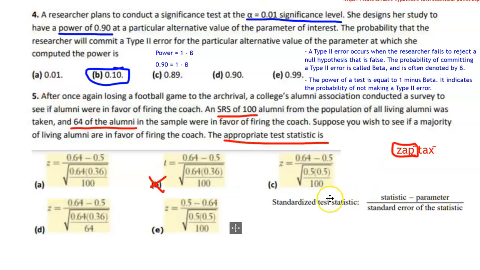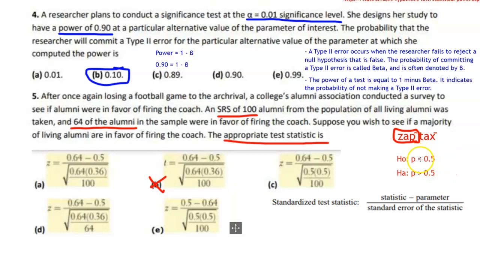So I refer back to the reference sheet, and it tells me that the standardized test statistic is supposed to be statistic minus parameter divided by standard error of the statistic. In this case, we're not sure whether a majority of alumni are in favor of firing the coach, but we want to know whether the majority, which is more than 50%, are in favor of firing the coach. So if I was making an alternate and null hypothesis for this situation, they would look like this.